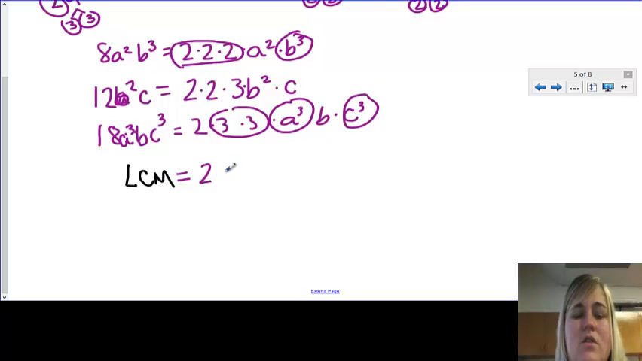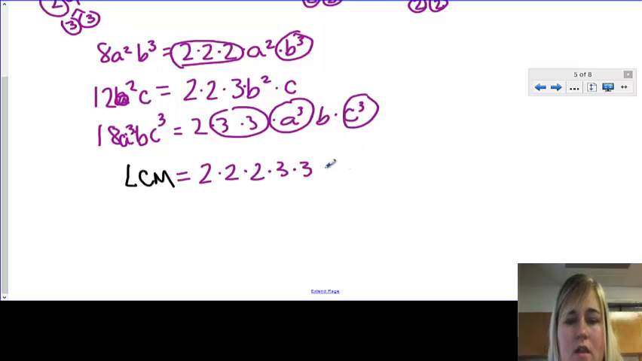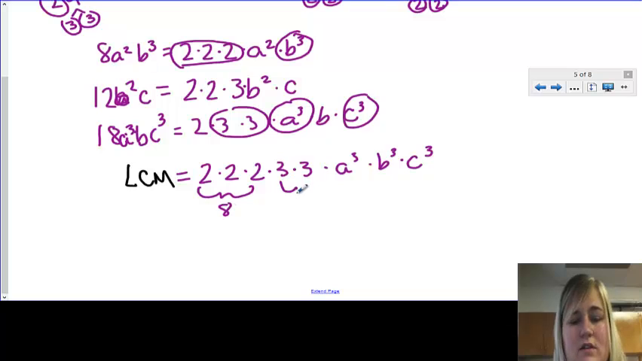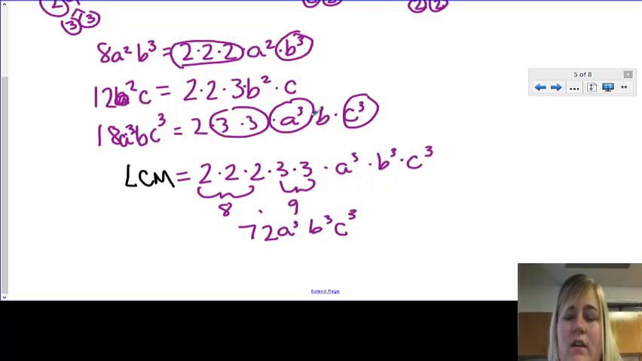So I have 2 times 2 times 2 times 3 times 3. And then I have times a to the third times b to the third times c to the third. So I know that these 3 get me 8, these 2 will get me 9, so 8 times 9 is 72, a to the third, b to the third, c to the third. Final answer.